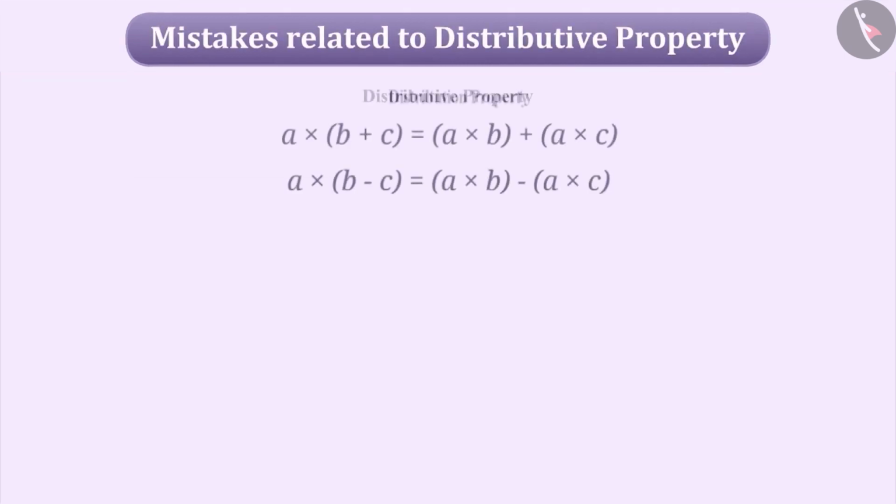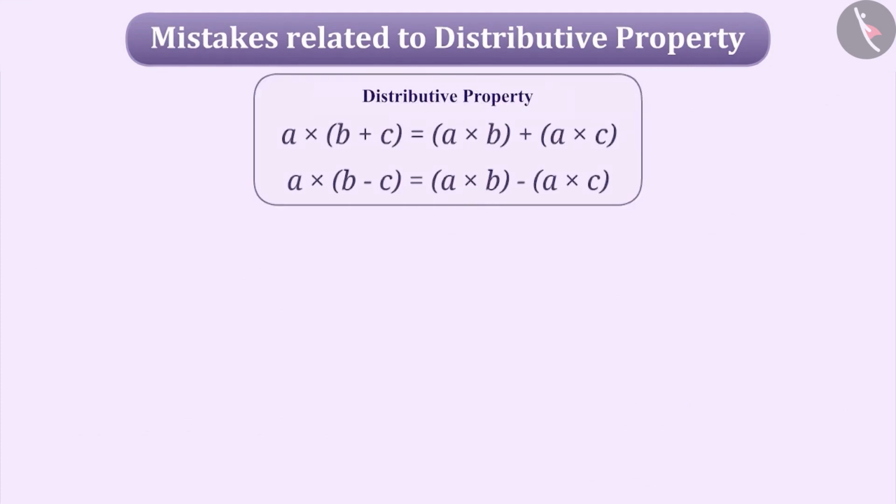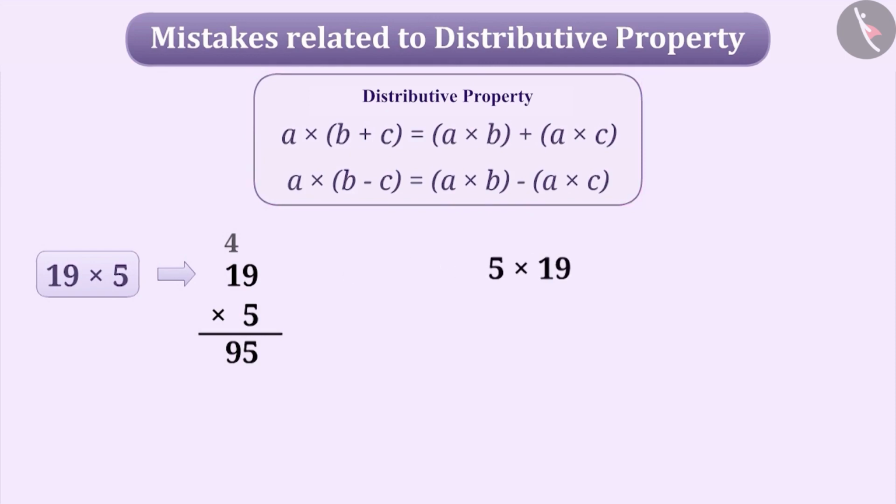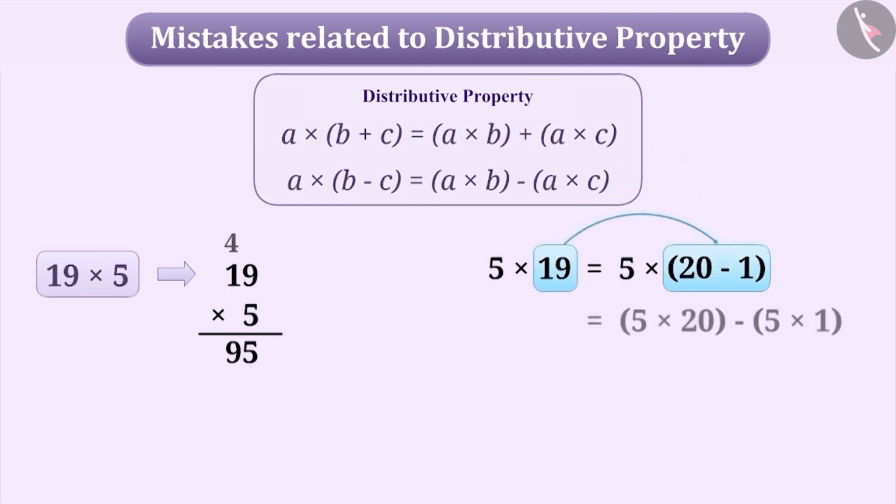Now, let's look at a few common mistakes related to the distributive property of integers. Some kids do not use distributive property to make the multiplication easier. For example, if you have to solve 19 multiplied by 5, some kids will multiply 19 with 5. They do not understand that they can make it easier by using the distributive property. Sometimes, by using distribution effectively, you can multiply mentally without using pen and paper. For example, we can distribute multiplication over subtraction by writing 19 as 20 minus 1 and find out the solution 95 easily.